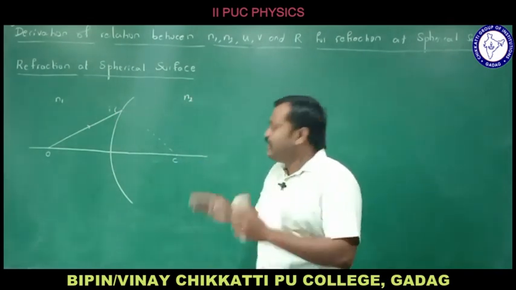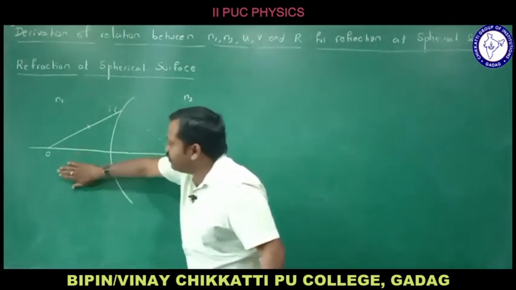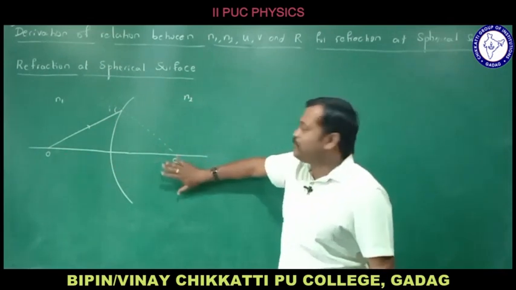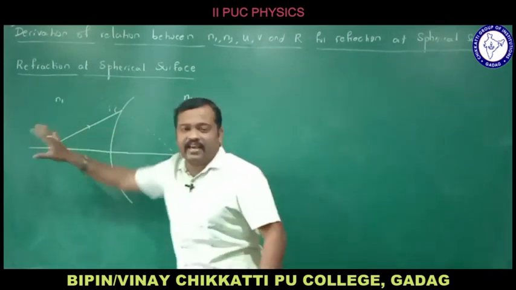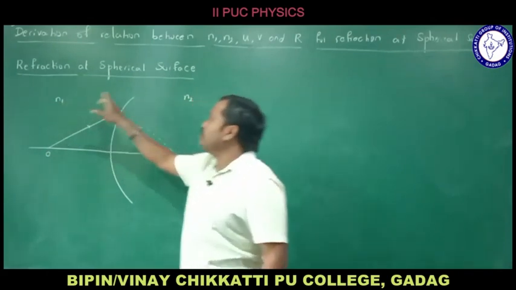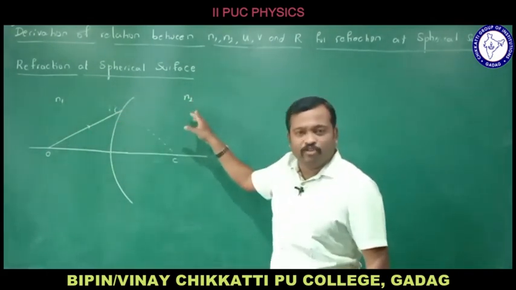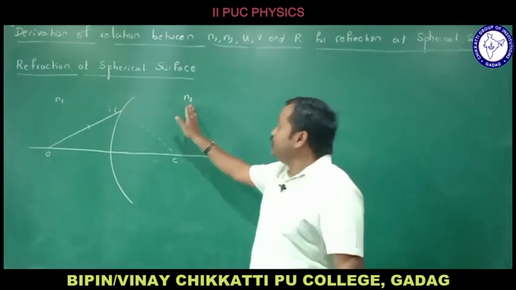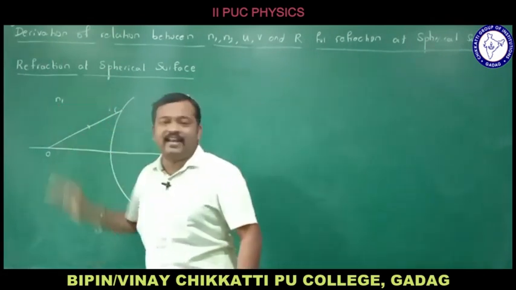For instance, let me take this as a rarer medium and this as the denser medium. Let me consider this is glass and this is air, right? For instance, let me consider like this. This is the rarer medium and this is the denser medium, right? You know that if it is a denser medium, N2 must be greater than N1.